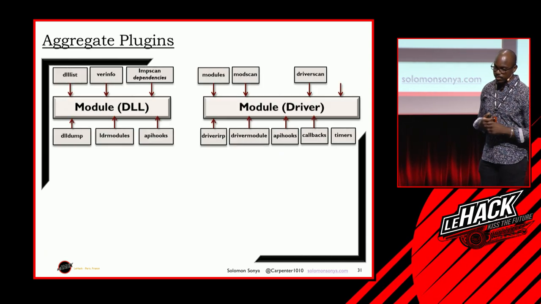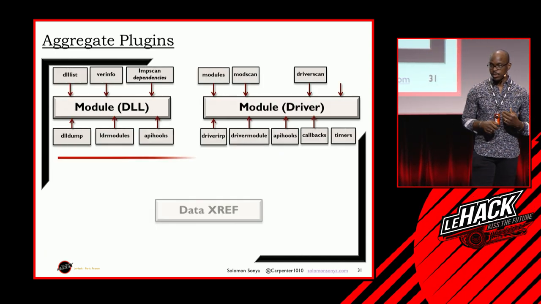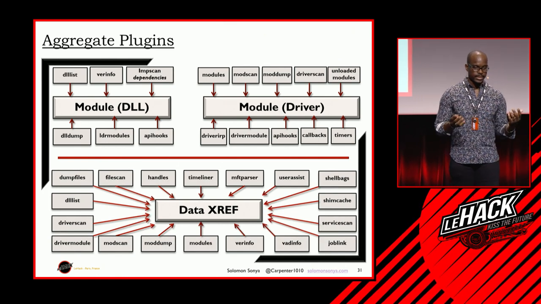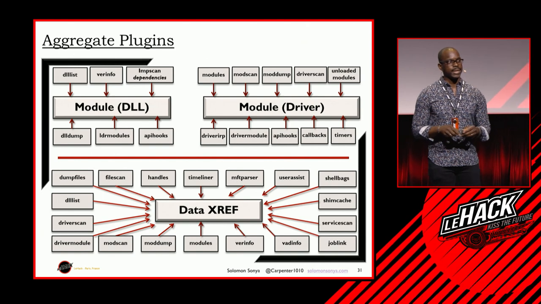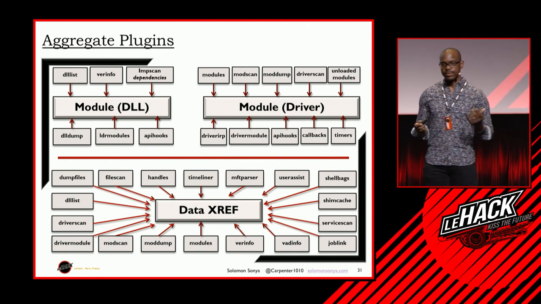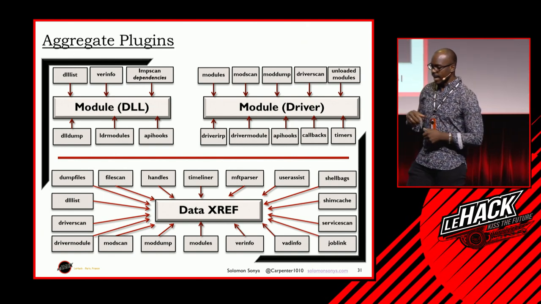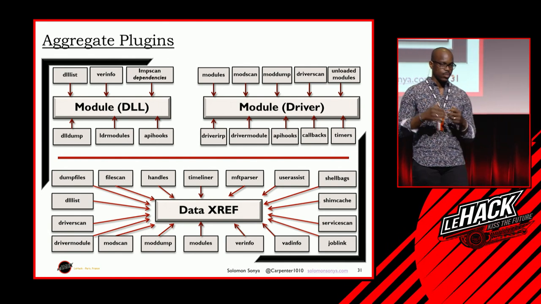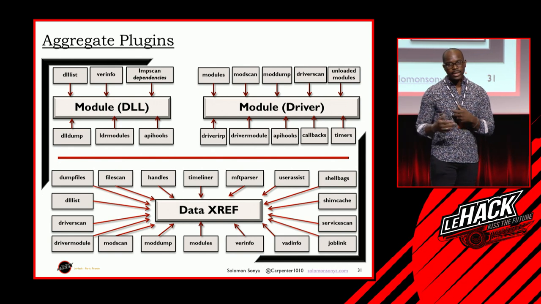The same thing for modules and drivers. There are multiple plugins that work with those, as well as this data cross-reference. And we'll go into an example of what I mean by a data cross-reference. The data cross-reference allows us to see how an artifact or a detail that we want to search relates to processes. How does it relate to a module?